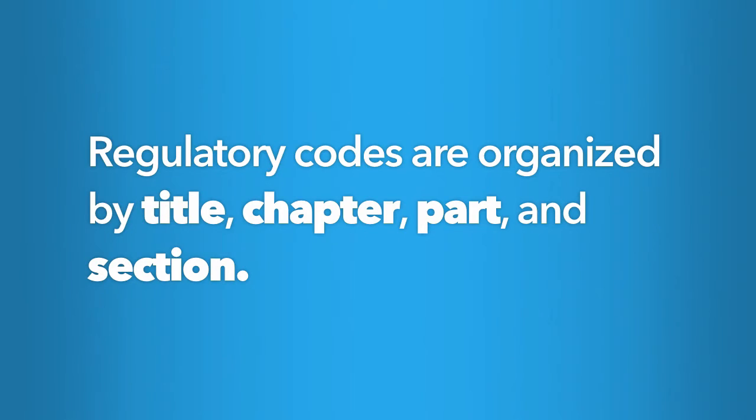Like statutory codes, regulatory codes are usually organized by title, chapter, part, and section. The CFR has 50 titles, with each title corresponding to a particular subject. So, for example, Title 26 of the CFR contains all of the regulations pertaining to taxation, and Title 40 contains regulations passed by the EPA which pertain to protection of the environment. Titles in the CFR are then further broken down by chapter, part, and section.